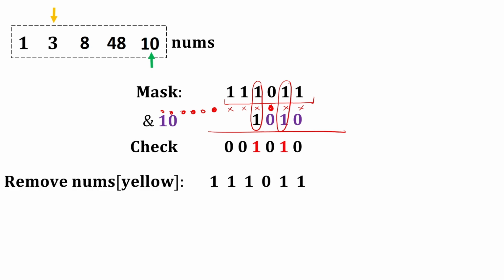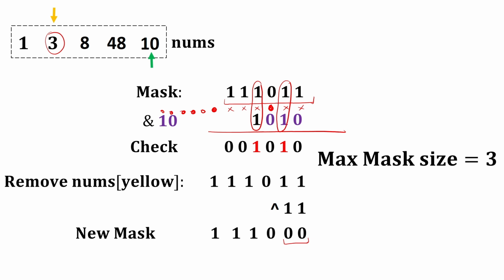So now what do you have to do? You have to remove the yellow element. So what is the element at the yellow location? That is a 3. So what is the binary for 3? That is 1, 1. Now if you remove, just subtract. Now see, there are more places getting freed once you have removed the contribution of 3 from your mask. Now this is my new mask, and the maximum size remains 3 because you have just subtracted, not added.